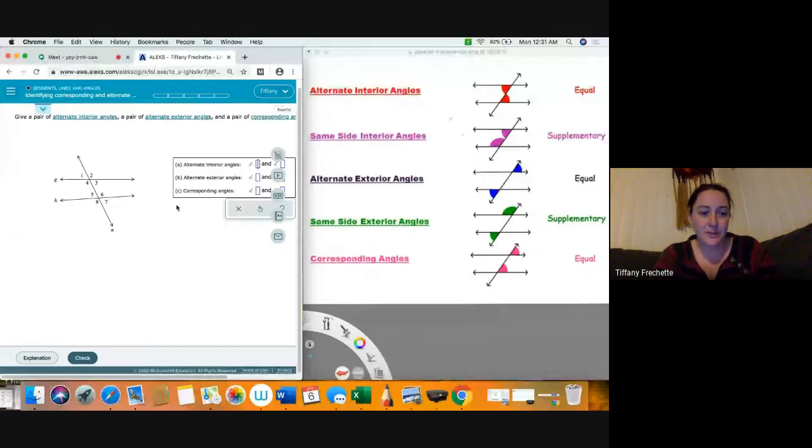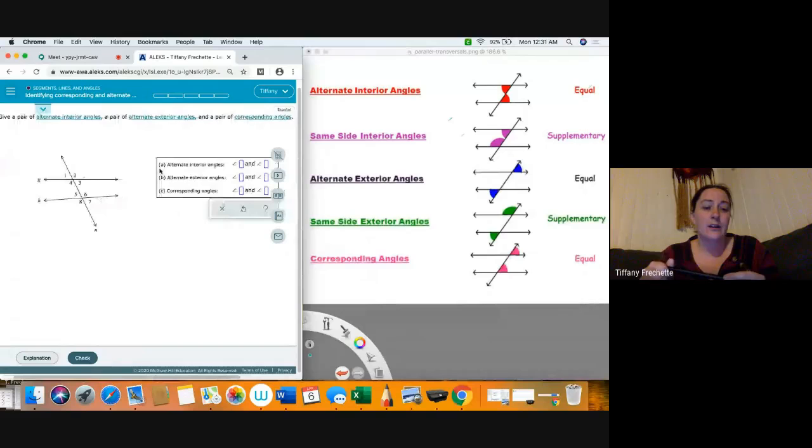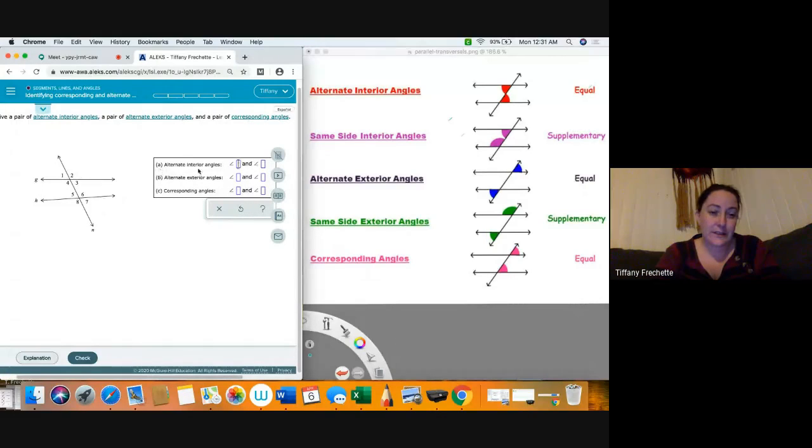So first, we're going to look for a pair of alternate interior angles, a pair of alternate exterior angles, and a pair of corresponding angles. So alternate interior angles. Remember, alternate means different sides of the transversal. Interior means in between the lines, not parallel in this case, but just the lines. So we want to go in between. So we know we have to grab one of these 4. So I'm just going to go ahead and start with 4.